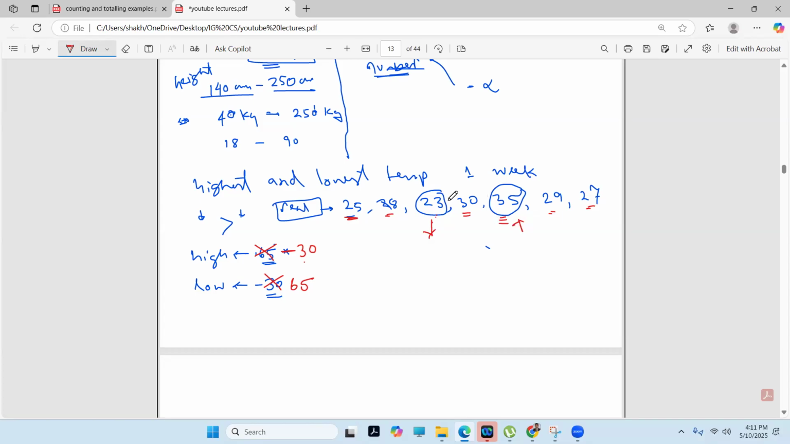Now it seems like the algorithm is working properly. So using this concept, from next class, inshallah, we will learn how to solve the highest and lowest related problems.